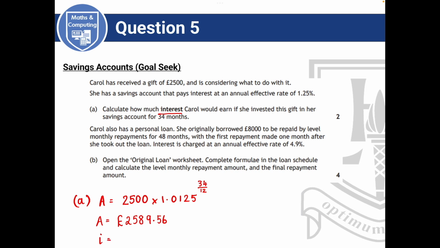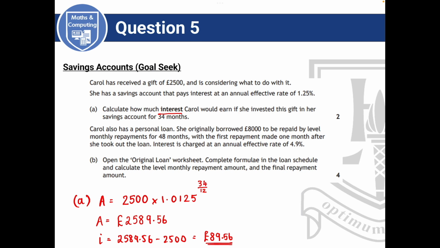So the interest is going to be the accumulated value, take away the capital. And that will tell us that she would accumulate £86 and 56 pence over those months. Okay, and that is part A done.